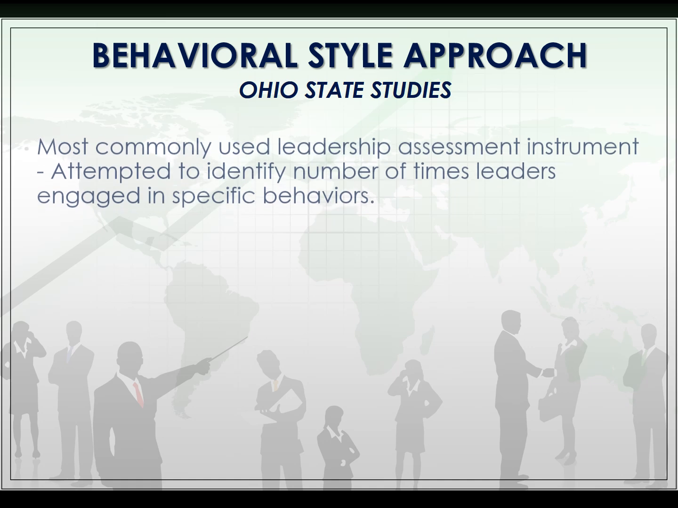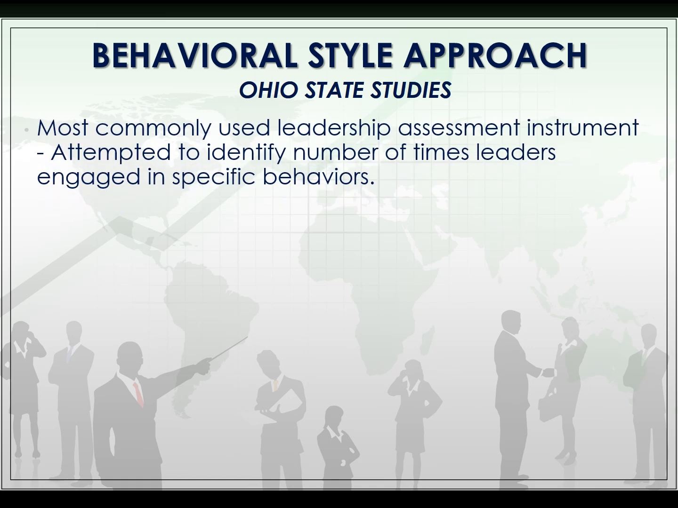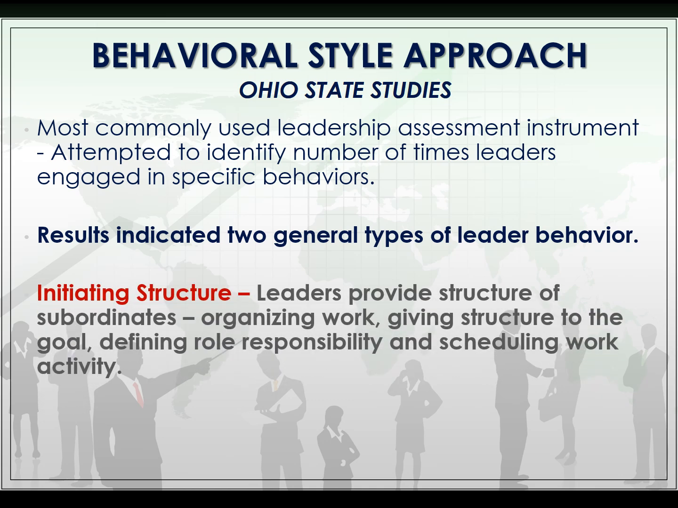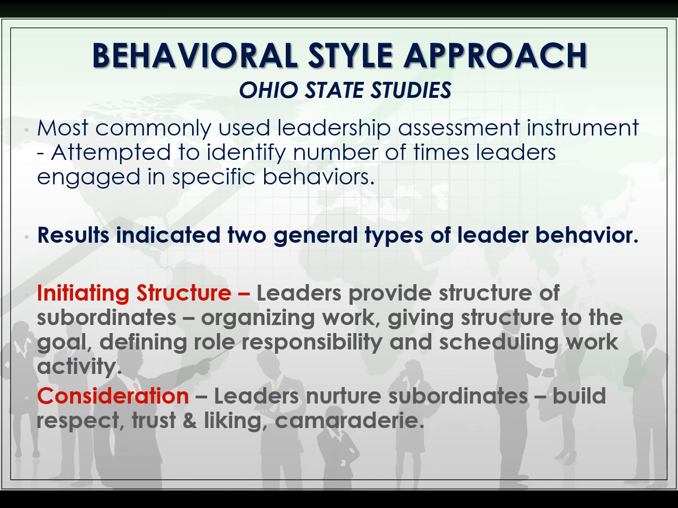The Ohio State studies, the most commonly used leadership assessment instrument, attempted to identify the number of times leaders engaged in specific behaviors. The results indicated two general types of leader behavior: initiating structure, where leaders provide structure for subordinates, organizing work, giving structure to the goal, defining role responsibility, and scheduling work activity; and consideration, where leaders nurture subordinates. They build respect, trust, liking, and camaraderie.